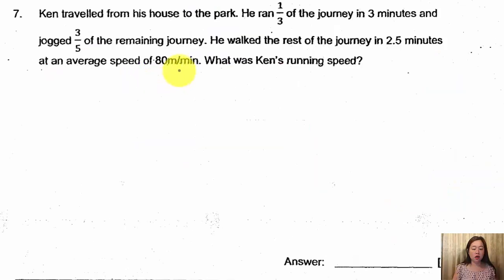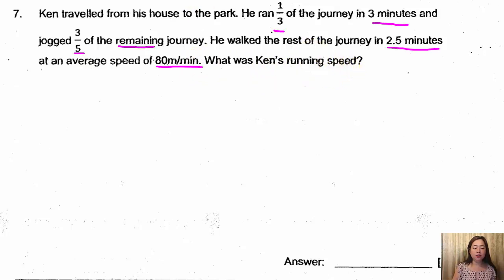Question 7. Ken traveled from his house to the park. He ran 1/3 of the journey in 3 minutes and jogged 3/5 of the remaining journey. He walked the rest of the journey in 2.5 minutes at an average speed of 80 meters per minute. What was Ken's running speed?